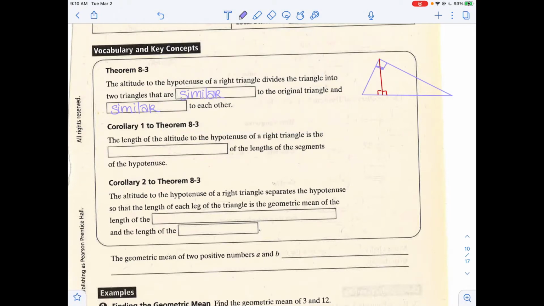Okay, corollary 1 to theorem 8.3 is that the length of the altitude to the hypotenuse of a right triangle is the geometric mean of the lengths of the segments of the hypotenuse. So if I know what this segment is and what this segment is of the hypotenuse, then I know that the value of the altitude is the geometric mean of those two pieces.